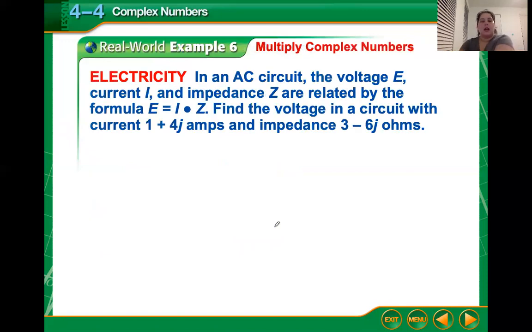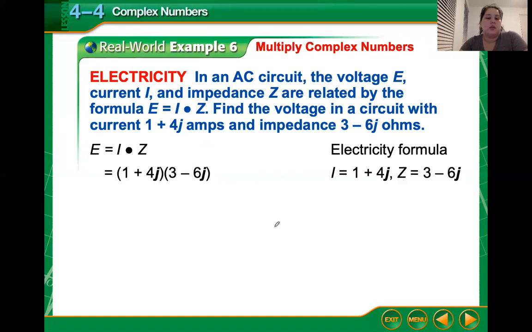All right, sorry about that. Next, we're going to take a look at example 6, which is a real-world application of multiplying complex numbers. In an AC circuit, the voltage E, current I, and impedance Z are related by the formula E equals I times Z. Find the voltage of a circuit with a current of 1 plus 4J amps and impedance of 3 minus 6J ohms. J is usually used for the imaginary unit in physics. Ohms and amps are measurements. So we're just going to go ahead and multiply our amps and our ohms.